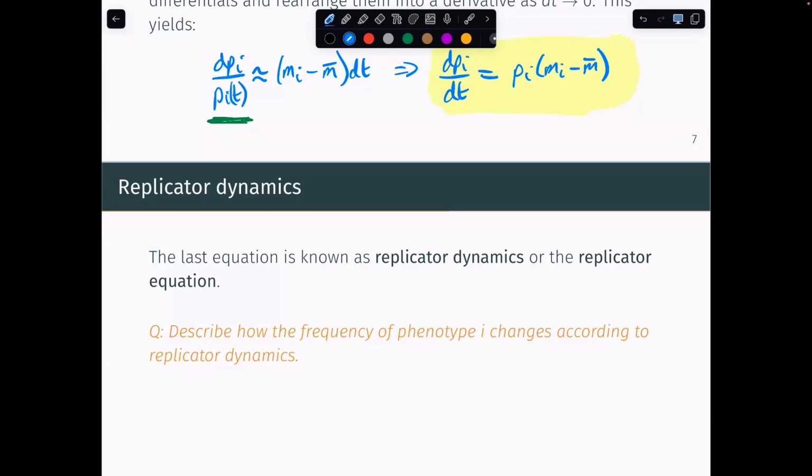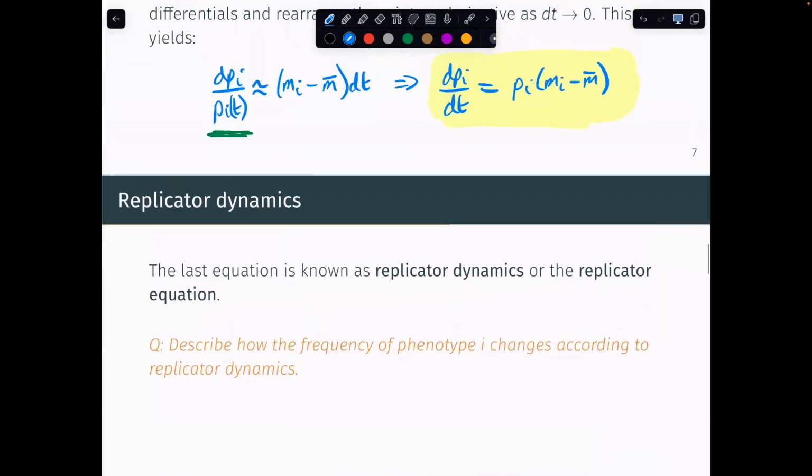So this is one thing that I'd expect you to be able to do if you have an equation like this, which is to be able to describe in words what it means. So I'll say that again for clarity. Here we're saying that the per capita rate of change for phenotype i is equal to the difference between the per capita growth rate of that phenotype, mi, and the average per capita growth rate of the population, m bar.